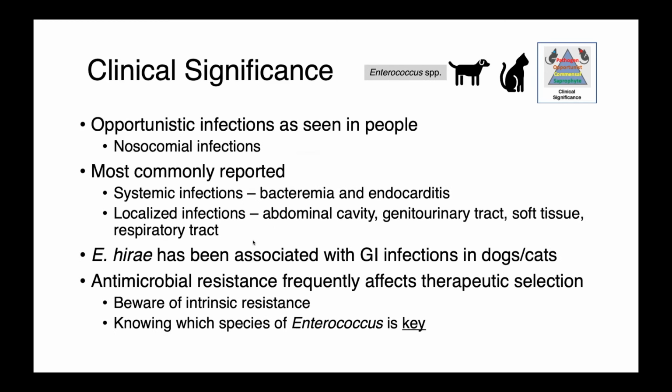In dogs and cats, we can see opportunistic infections similar to what we would see in people, so potentially nosocomial infections. Most commonly, we see systemic infections, so bacteremia and endocarditis, or localized infections in the abdominal cavity, genitourinary tract, soft tissue, or the respiratory tract. One particular species, Enterococcus here, has been associated with GI infections in dogs and cats, and actually diarrhea. Antimicrobial resistance, both intrinsic and acquired, can be a big challenge with Enterococcus and frequently affects therapeutic selection.